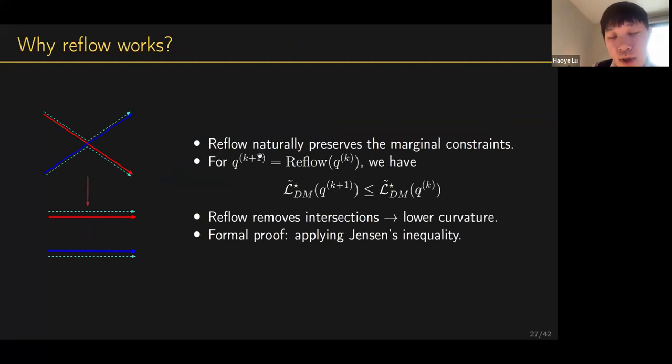Note that the reflow method will naturally preserve the marginal constraints because we always start from a sample in distribution PA and end with the data distribution PB. And we can show that every time we do the reflow, the global curvature measure will uniformly decrease. Why does this happen? Intuitively, we can think that the reflow always removes some intersections among the trajectories, which will always result in a lower curvature. And the formal proof can be done by applying Jensen's inequality.